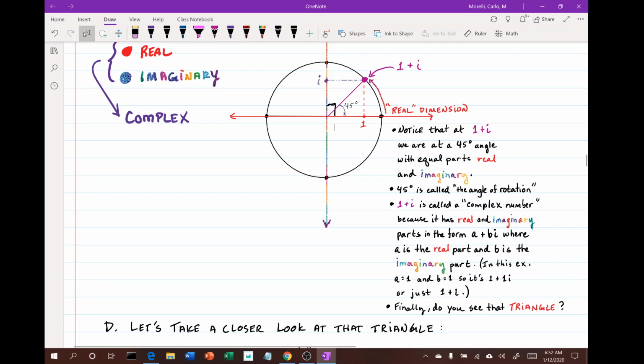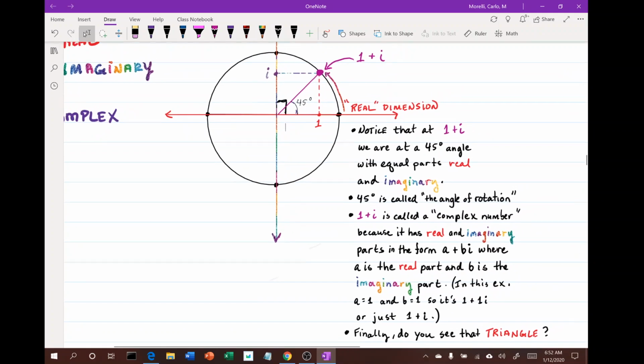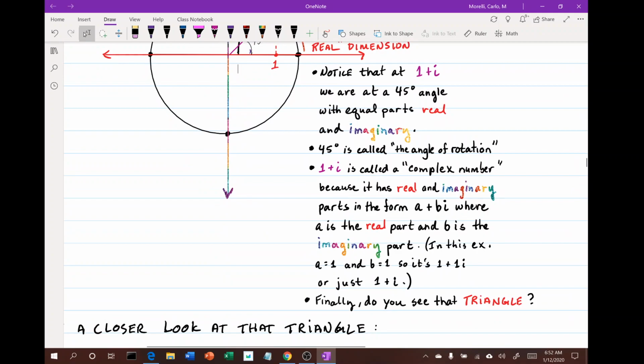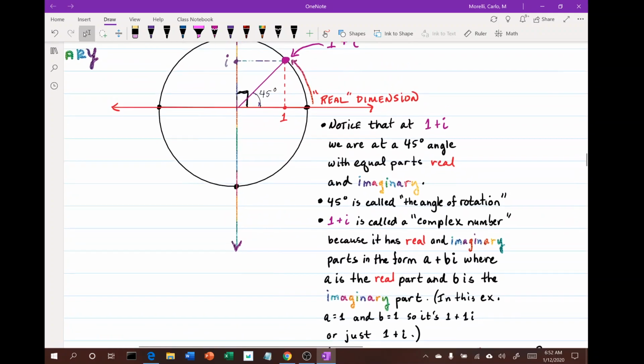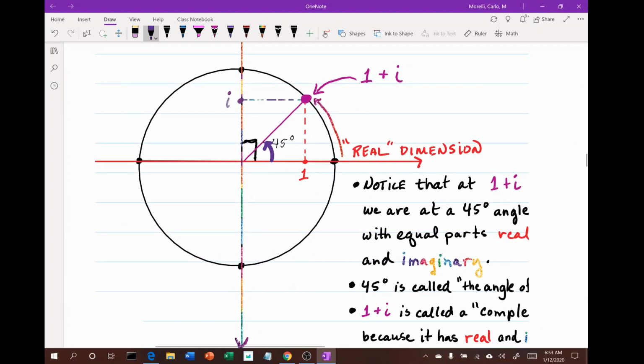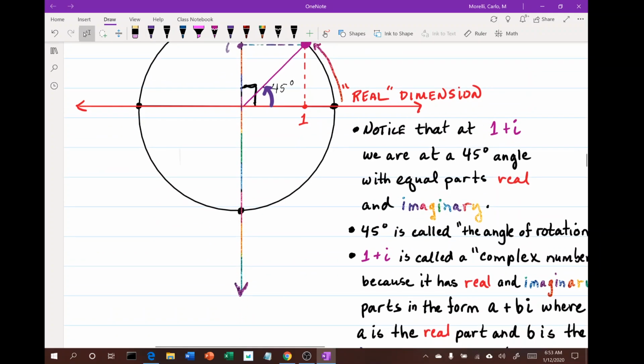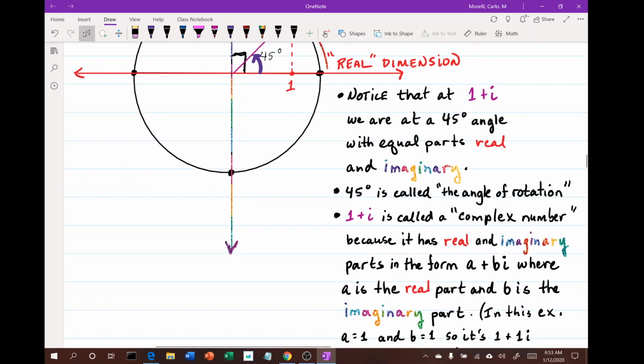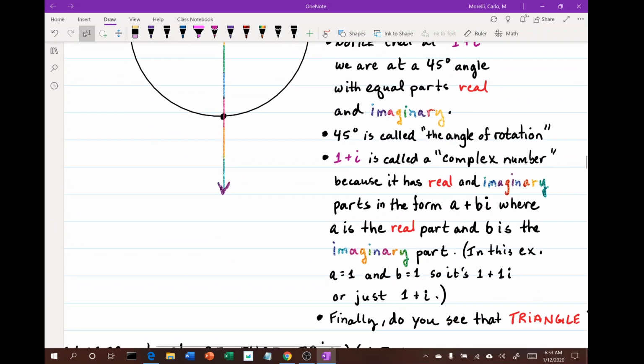So let's zoom in on this stuff over here on the right. Notice that at 1 plus i, we are at a 45-degree angle with equal parts real and imaginary. This 45 degrees right here is called the angle of rotation. Now, we're going to learn another name for it later, but right now it's just the angle of rotation.